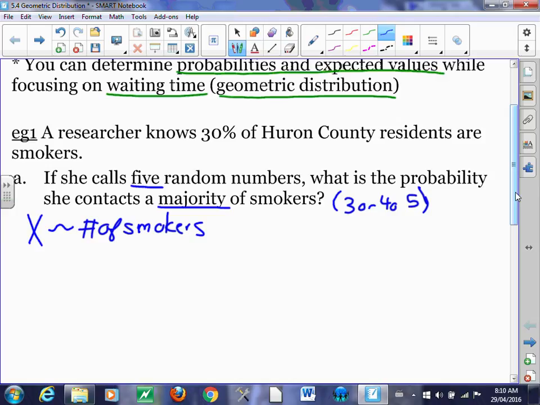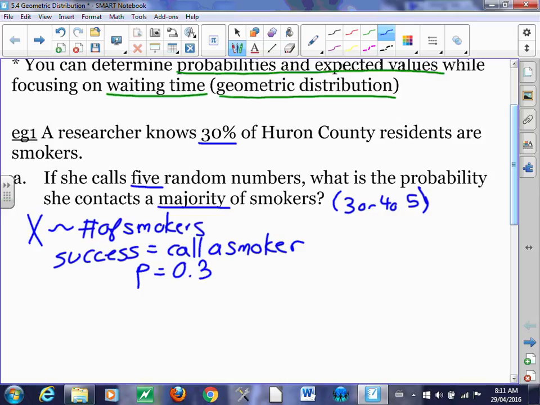Okay, and our success in this case is calling a smoker. Which means our fail is calling a non-smoker, right? So it says that 30% of Huron County are smokers. So probability of success equals 0.3, 30%. Are we okay with that? So the opposite of that, which is your failure, that means q equals 0.7. So this is going to be like your fail, okay? And this is like your success, right?